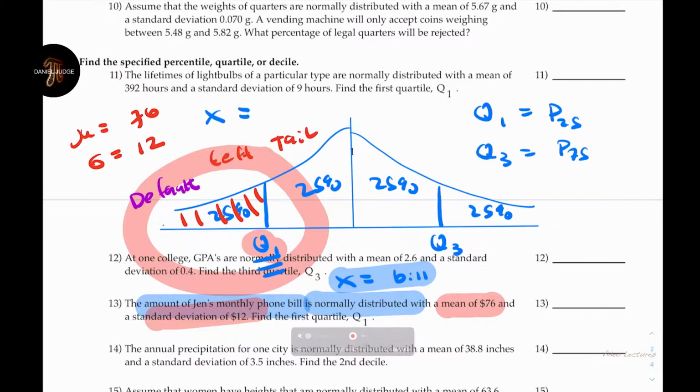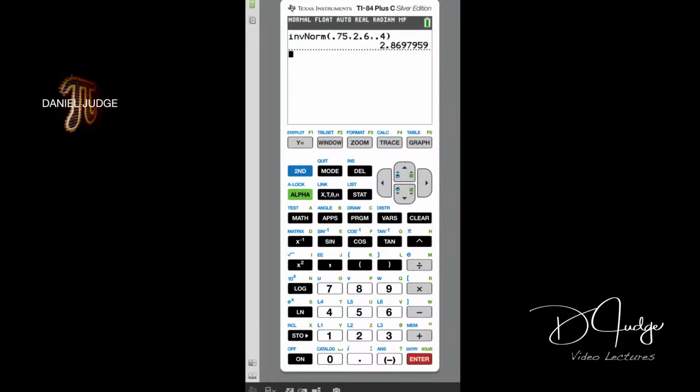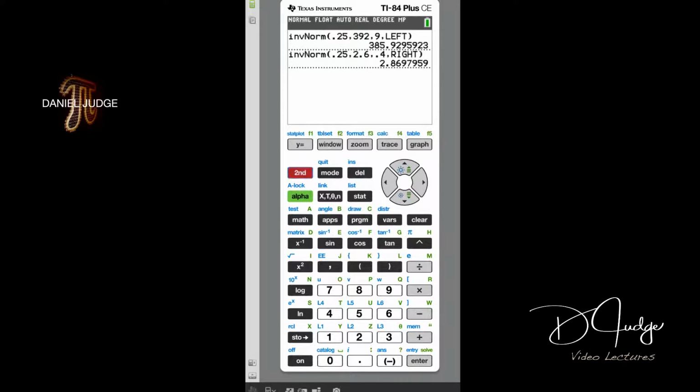All right. TI. I'm going to change this to the CE version. Second, distribution. Inverse norm, number 3. And 25% is there. Good. My new mean is $76. The new standard deviation is $12. And this is now, again, a left tail, the same as the default. So I'm going to use that. Ladies and gentlemen, 67.9. And since this is money, let's go out to the nearest hundredths.